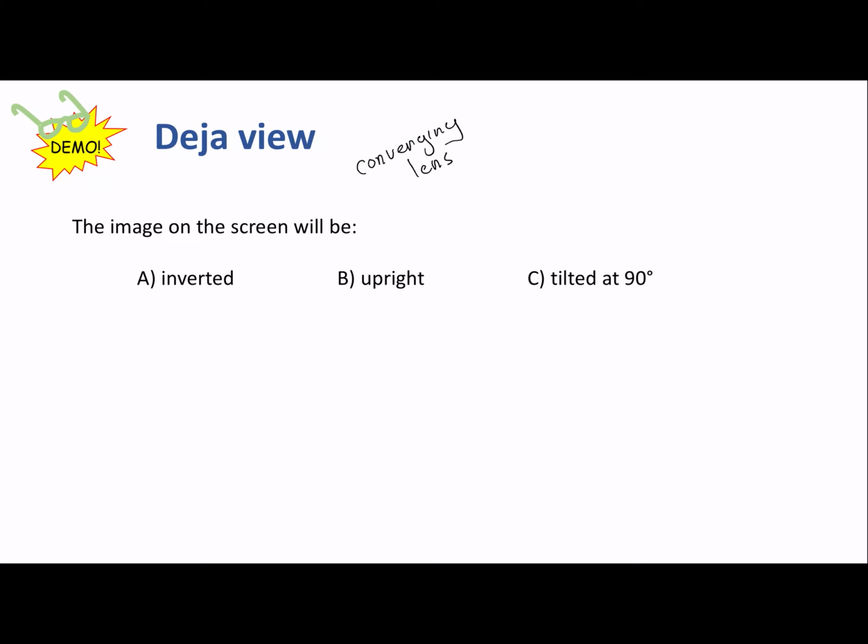Make your prediction. What do you think is going to happen to that image? What do you think the image will be? Inverted, upright, or tilted? Then watch the demo, see if your prediction was correct, and then come back here and we'll talk about it.